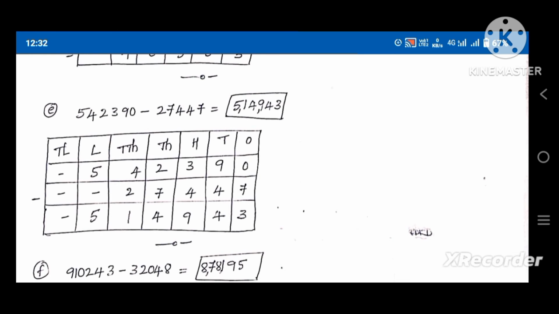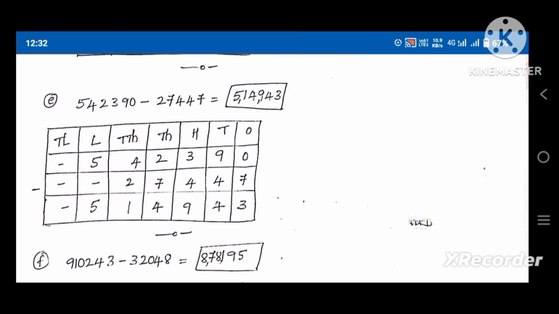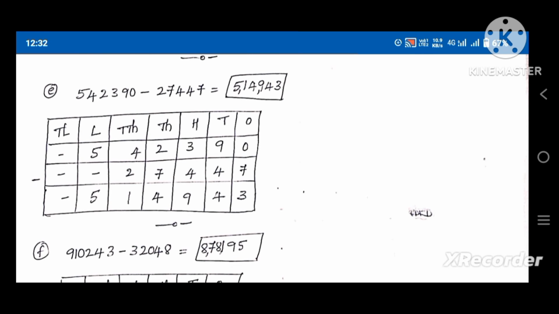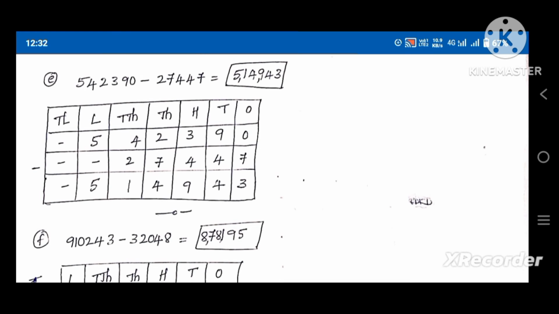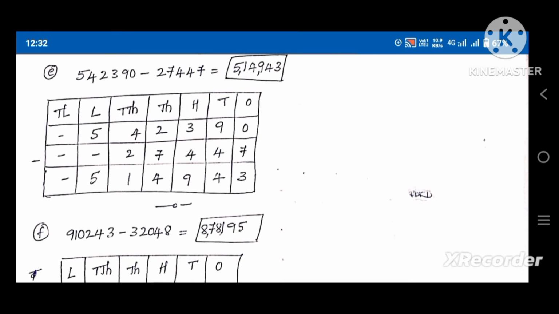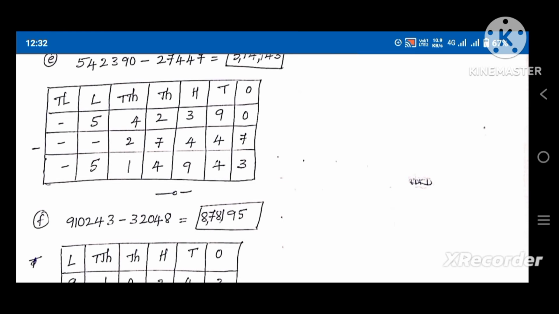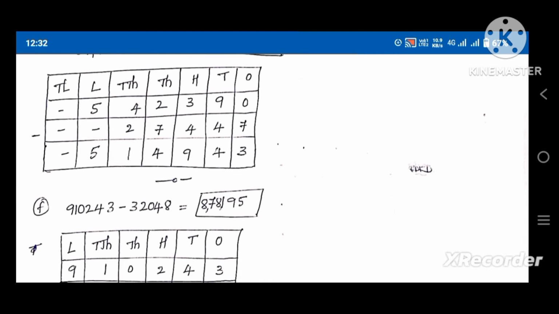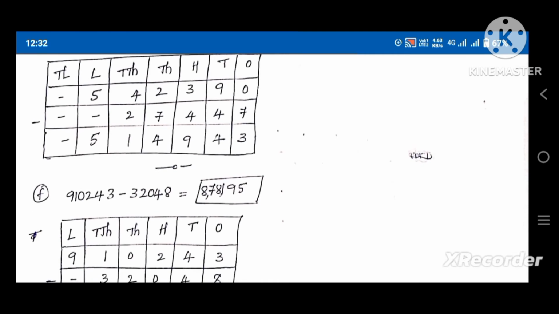Number E. 5,42,390 minus 27,447 is equal to 5,14,943. Question number F. 9,10,243 minus 32,048 is equal to 8,78,195.